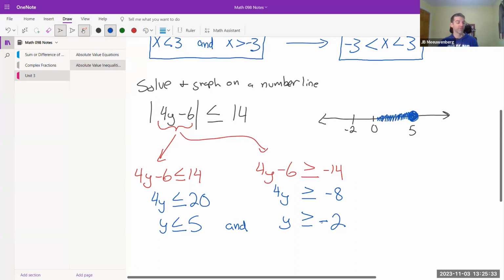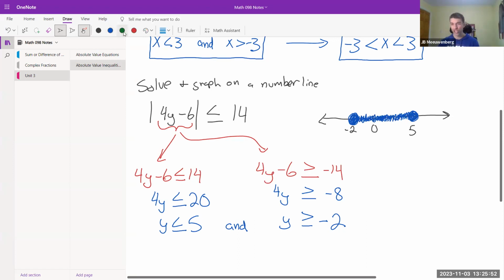I'll keep going later. This one, y is greater than or equal to negative 2, starts at negative 2, again with a shaded circle, and then that's going greater than. So it's going to be going to the right. So notice how it meets up with this one, right? So it's everything between these two numbers.